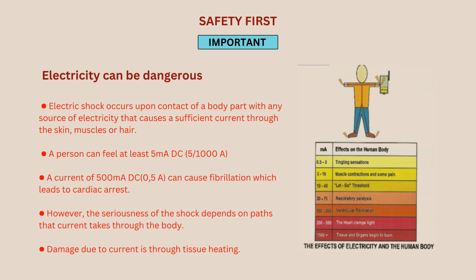Now, when we come to safety, always remember safety first. Electricity can be dangerous. Electric shock occurs upon contact of a body part with any source of electricity that causes a sufficient current through the skin, muscles, or hair. A person can feel at least 5 milliamps DC. A current of 500 milliamps DC can cause fibrillation, which leads to cardiac arrest. However, the seriousness of the shock depends on the paths that current takes through the body. Damage due to current is through tissue heating.